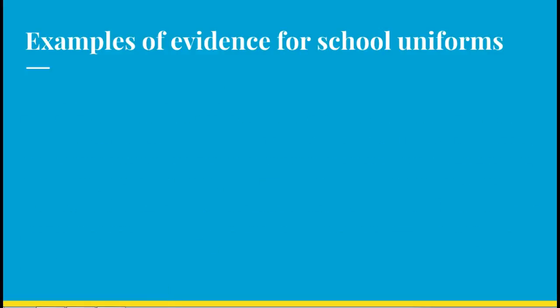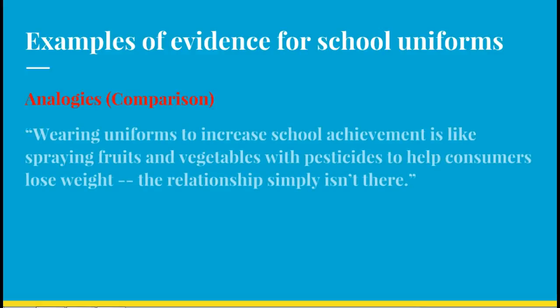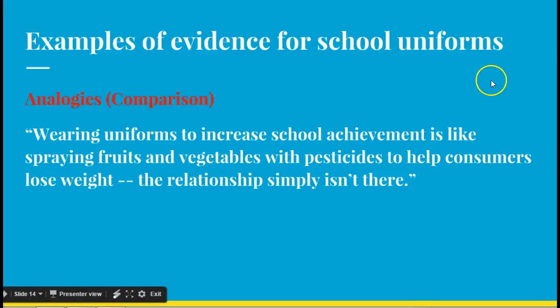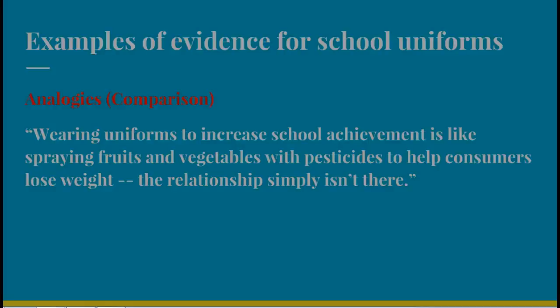Let's take a look at an additional type of evidence, and that would be the analogy or the comparison. And this is basically making a metaphor or a simile for the point you want to make. So something like this: wearing uniforms to increase school achievement is like spraying fruits and vegetables with pesticides to help consumers lose weight. The relationship simply isn't there. And that would be comparing, in this case, uniforms for achievement with vegetables and sprays for dieting. And through the analogy, you can often make some sense.